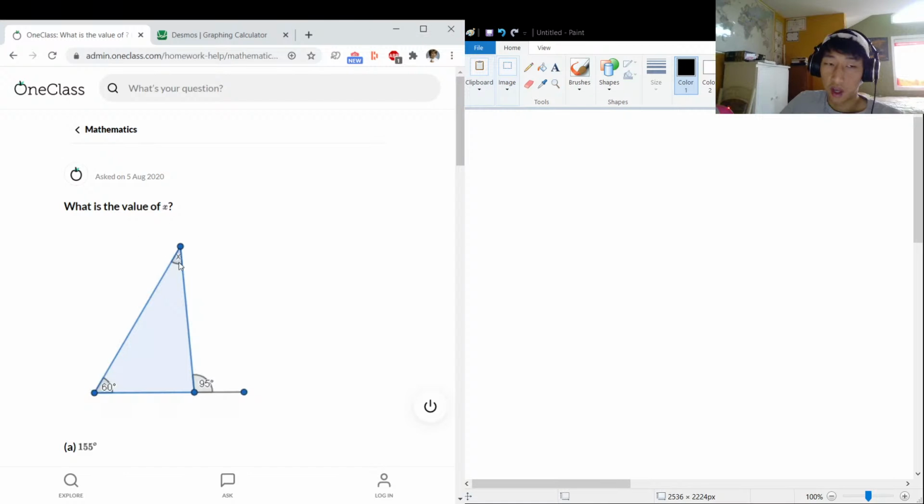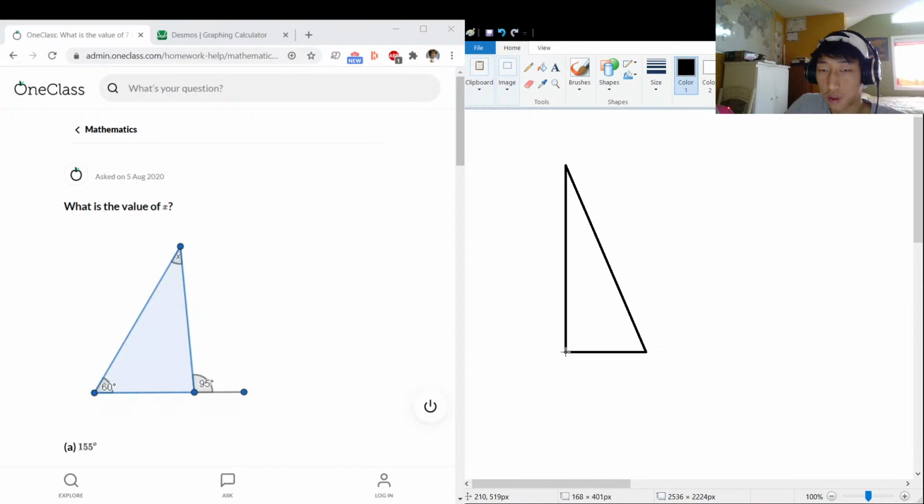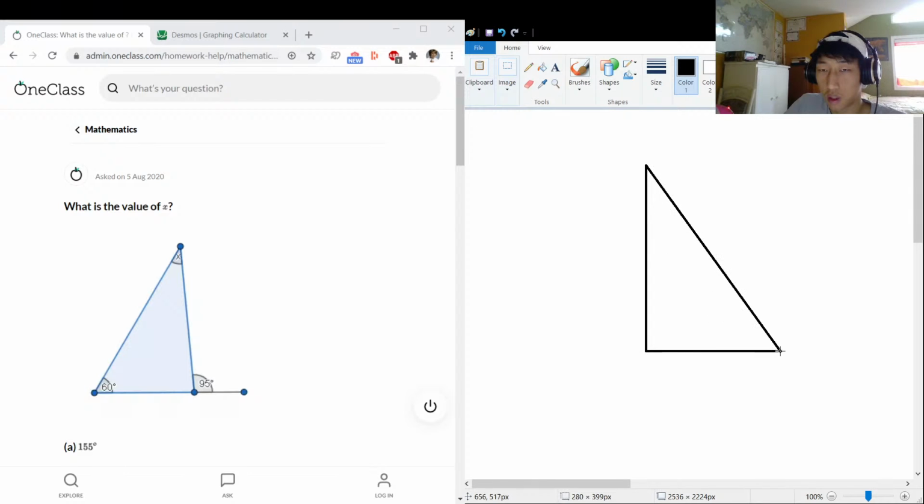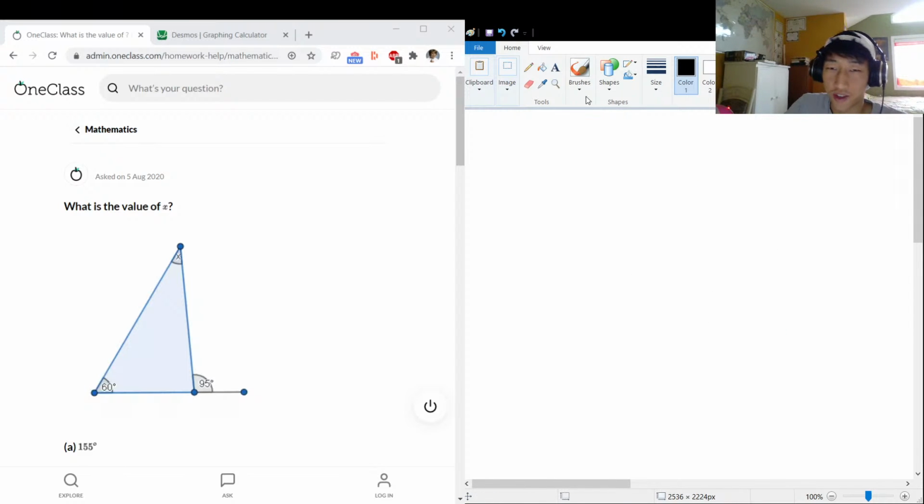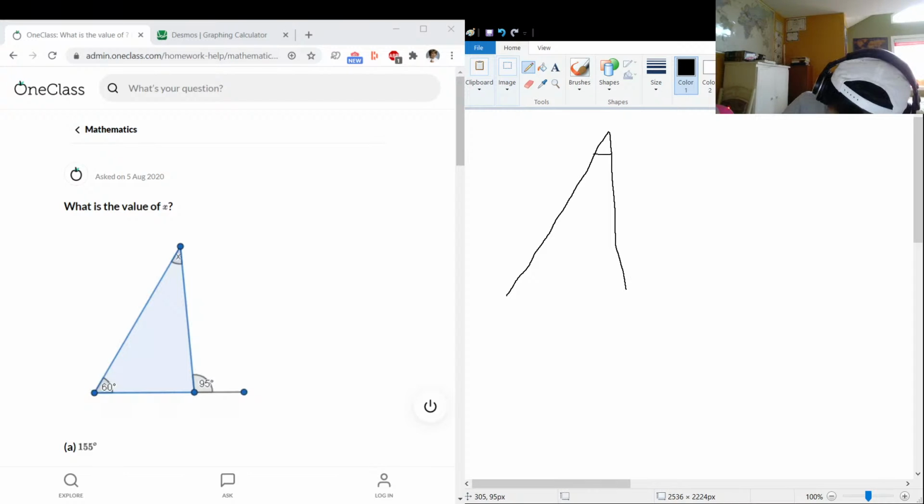Cool. So the next question that we have is, what is the value of x? And we have a little triangle here, and we only know one of the angles inside of here. So I'll draw a little triangle. Okay, never mind. I'll just draw that by hand, because that is not the same direction, and it's also a right angle, which is not, even though it's close. So that's x. That's what we're trying to find. We know that that is 95 degrees, and we know that this is 60 degrees.